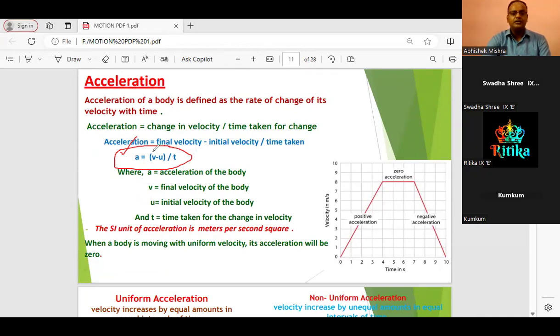This is the expression for the acceleration: the final velocity minus the initial velocity divided by the time taken. Now, students, all of you see, the SI unit of acceleration is meter per second squared.